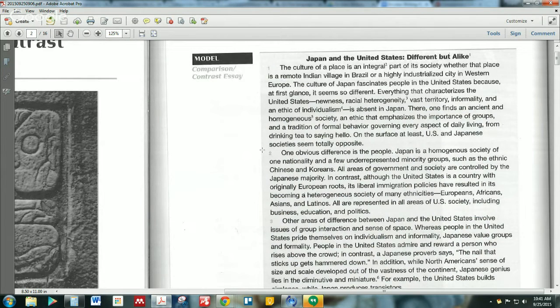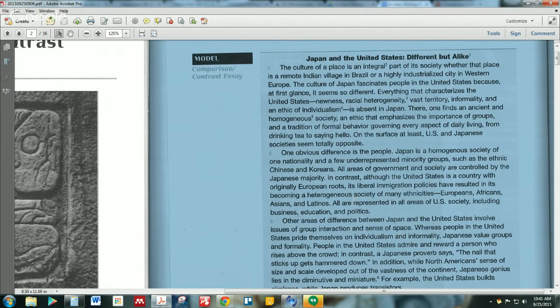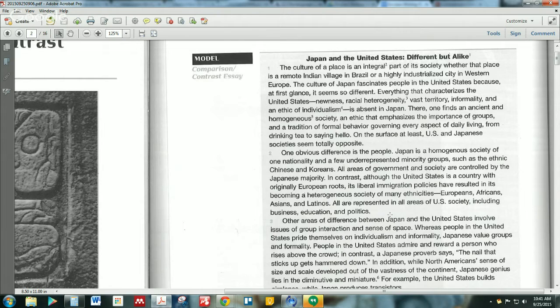In contrast, although the United States is a country with originally European roots, its liberal immigration policies have resulted in it becoming a heterogeneous society of many ethnicities: Europeans, Africans, Asians, and Latinos. So again, heterogeneous means of many kinds. All are represented in all areas of US society, including business, education, and politics.